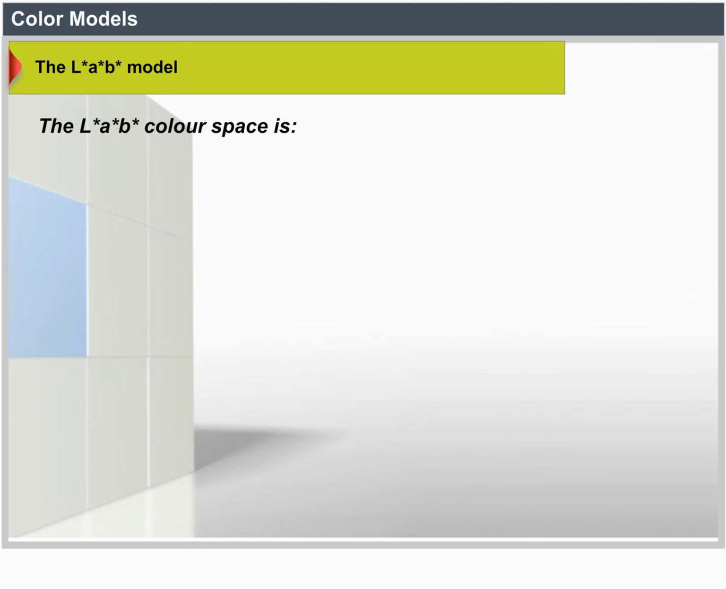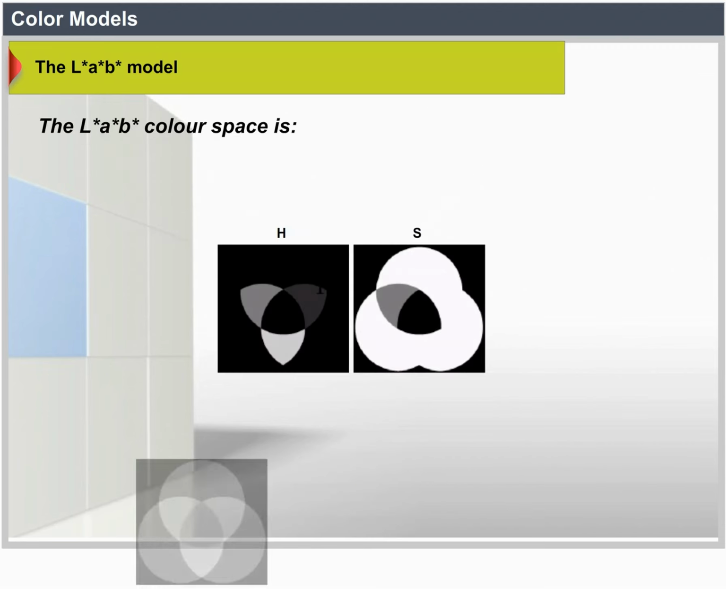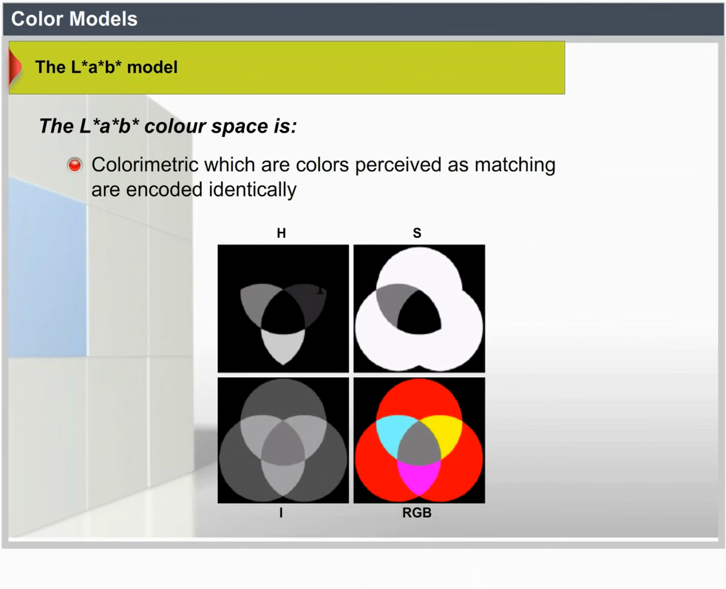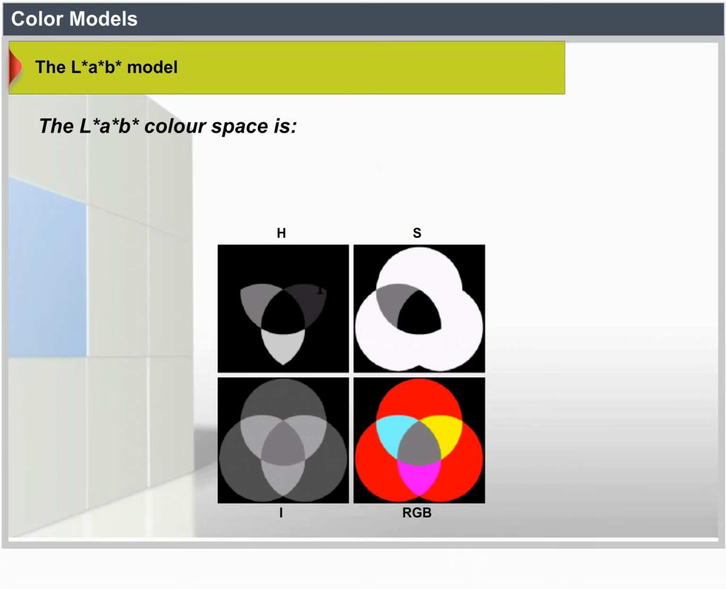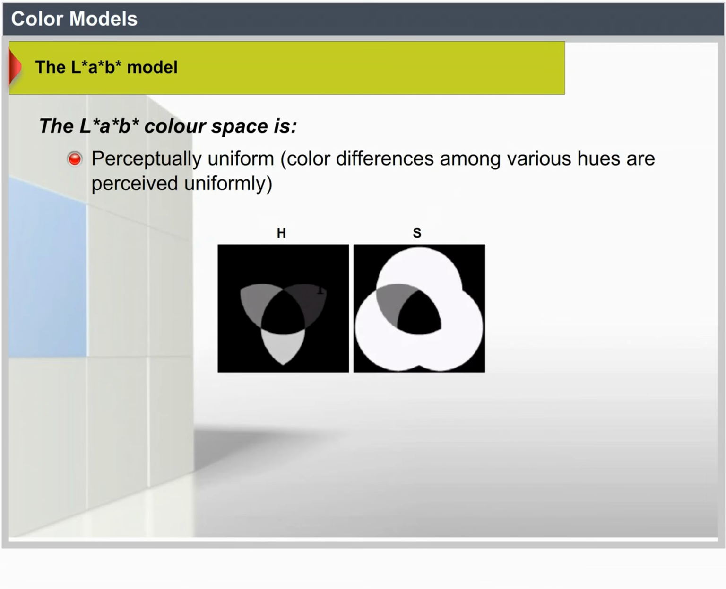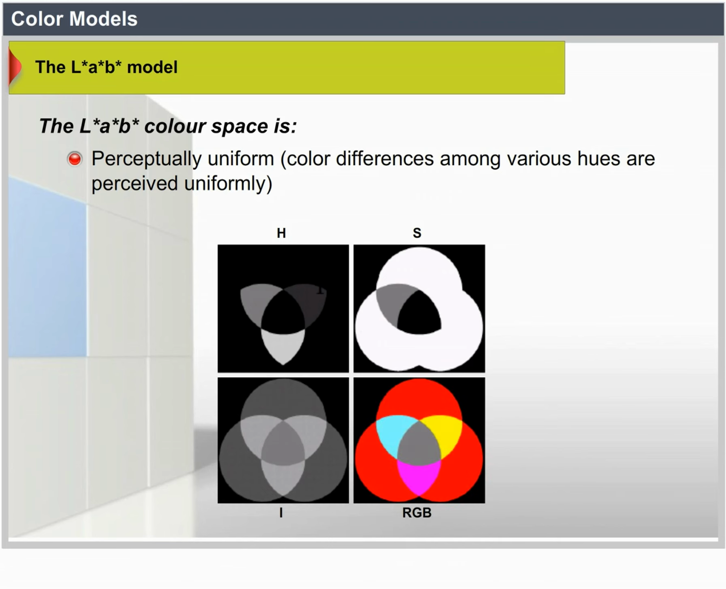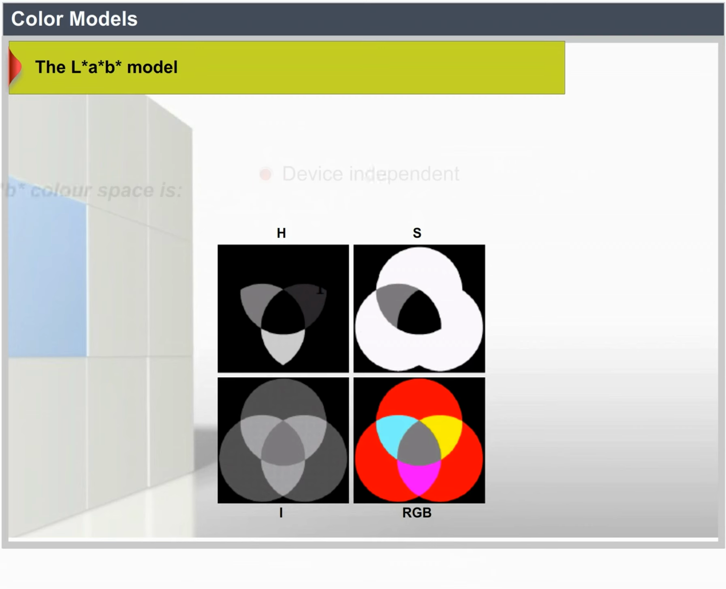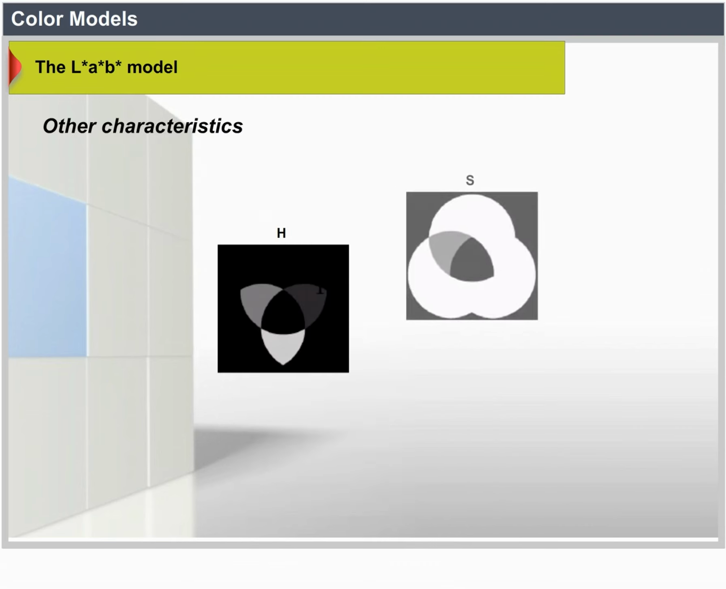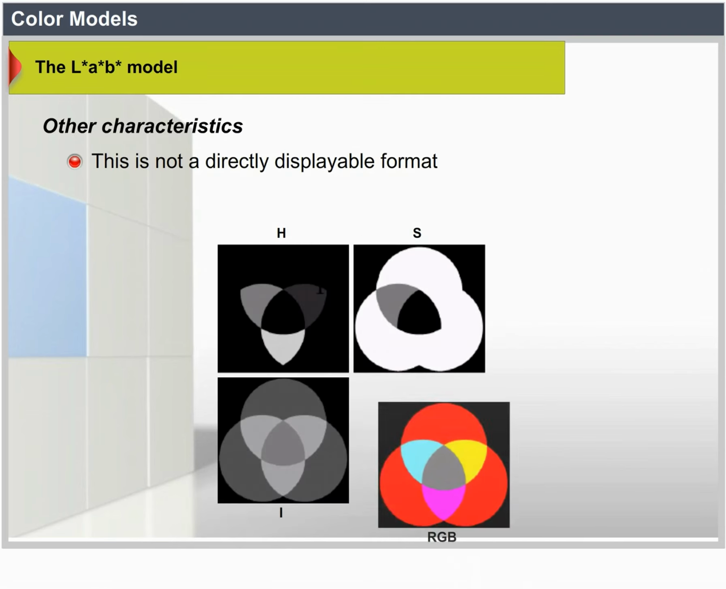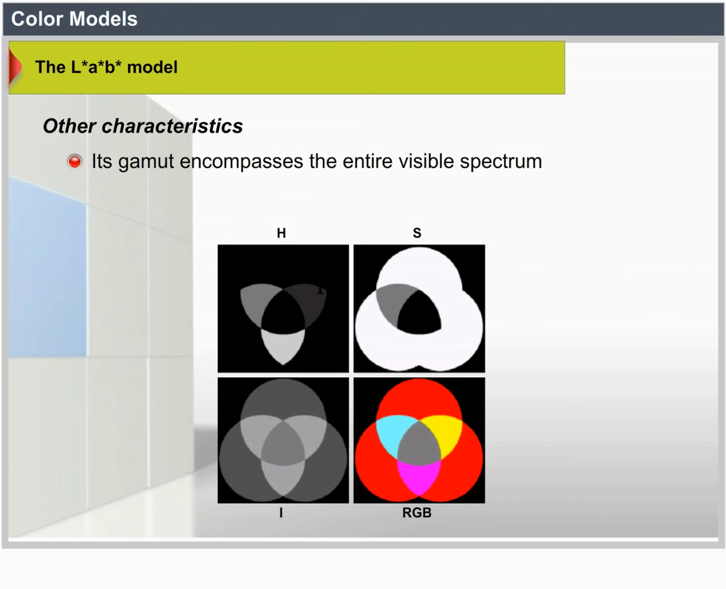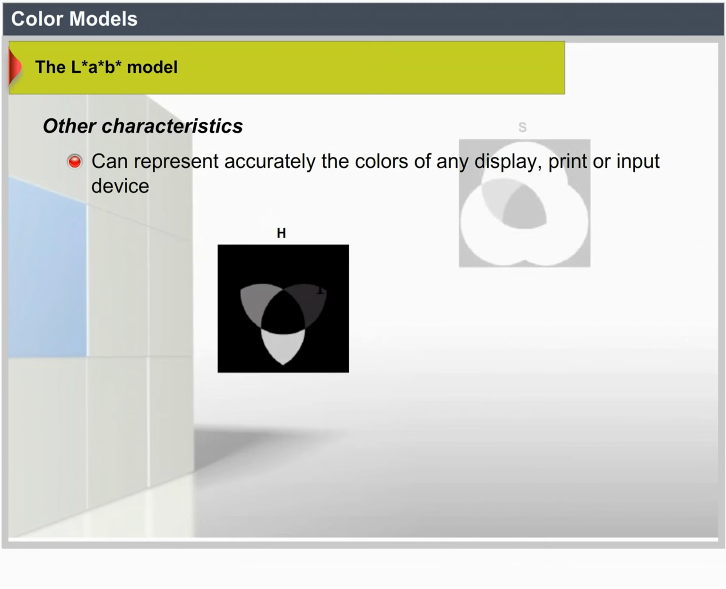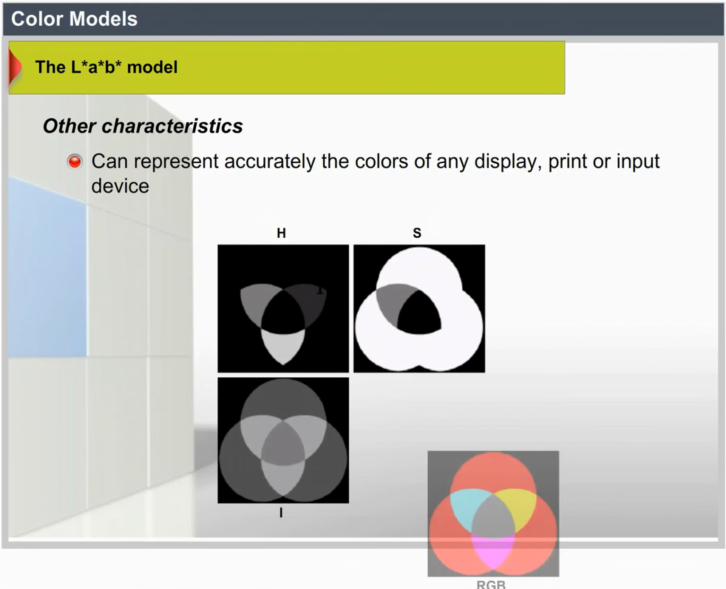The L star, A star, B star color space is colorimetric: colors perceived as matching are encoded identically. Perceptually uniform: color differences among various hues are perceived uniformly. Device independent. Other characteristics: not a directly displayable format. Its gamut encompasses the entire visible spectrum. Can represent accurately the colors of any display, print, or input device.